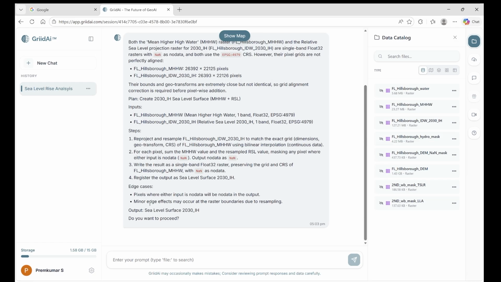And finally it gives us the edge cases also, where rarely such cases would happen, but it is giving a clear plan for that also. And finally it's asking me whether the output has to be created as a sea level rise surface for 2030. Yes.